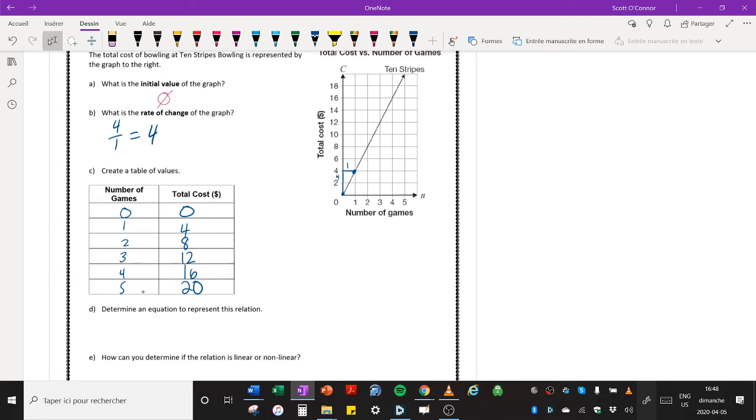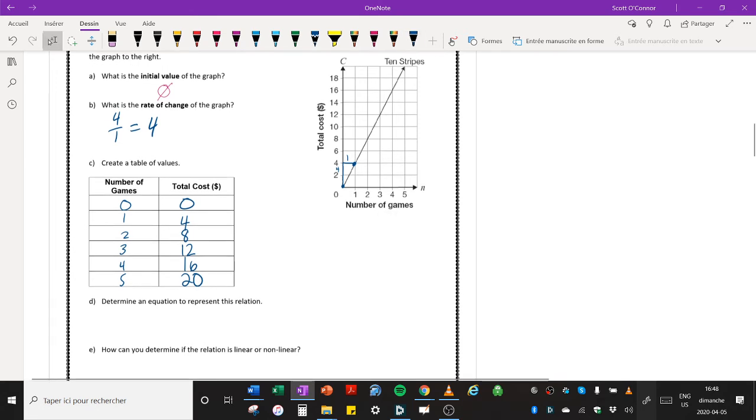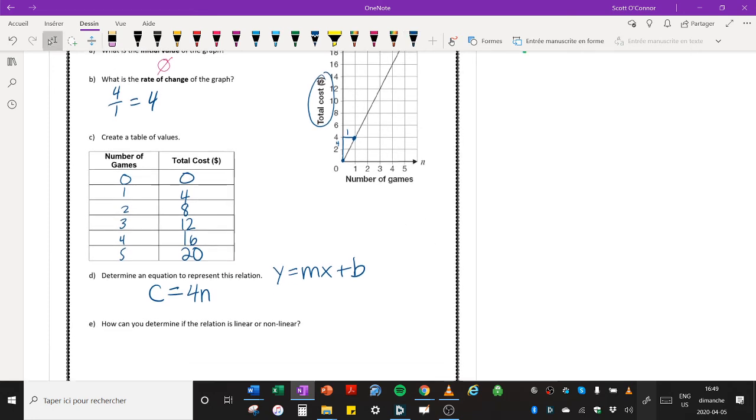Alright, so now we can do the equation. In this case, the dependent variable was cost. The rate of change, or the slope, remember we're using this form, y equals mx plus b. Y is our dependent variable, m is our slope. How much is the slope? The slope is 4, 4 for each game. n is our number of games, our independent variable. And again, there is no initial value, so it's just C equals 4n. You can see it's the same equation we just did moments ago, but for a different situation, a more realistic situation rather than just a pattern.